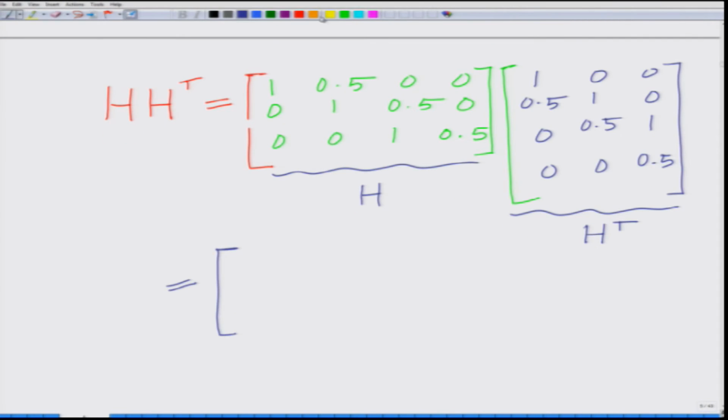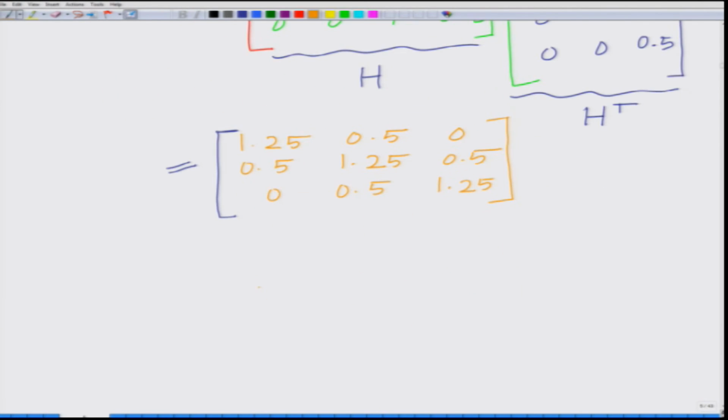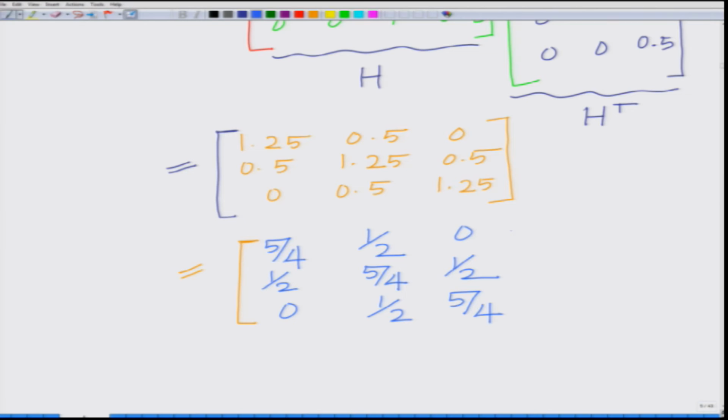and you can see H transpose H is given as 1.25, 0.5, 0, 0.5, 1.25, 0.5, and again 0, 0.5, 1.25, and basically just writing this as fractions for convenience, I have 5 by 4, half, 0, half, 5 by 4, half, 0, half, 5 by 4. This is my matrix H transpose H. So, basically, substituting the matrix H, I have evaluated this product.